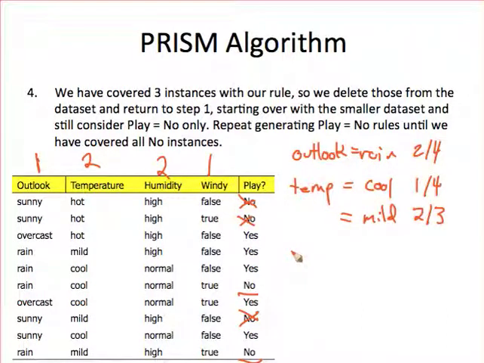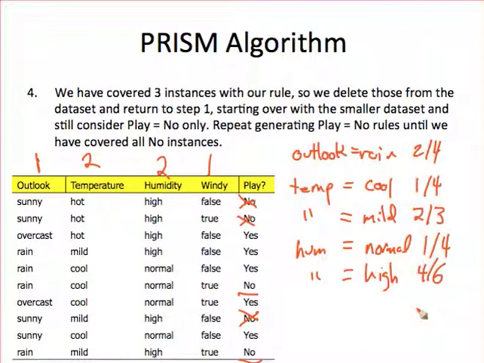If we keep on going, then we also have to consider humidity, and we have to consider 2 possibilities, normal and high. And so I'm trying to streamline what I'm writing down, but remember we're looking at the whole data set. So out of that one positive example where humidity is equal to normal, play is equal to no, but a support of 4, so 25% accuracy. Now we get humidity is equal to high, 4 positive examples out of 6, so 66% accuracy.